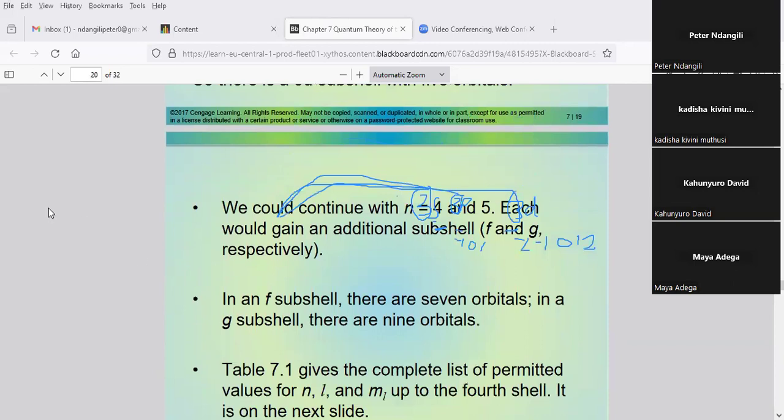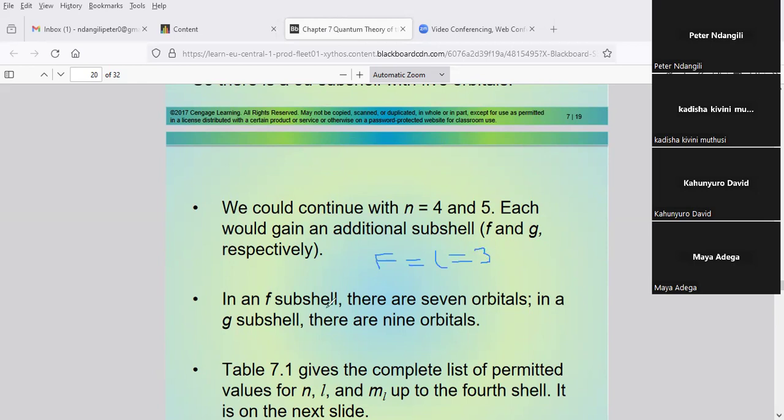So we can use the same concept to illustrate n is equal to 4 and n is equal to 5, whereby we are going to have the f and the g orbitals respectively. Now, when we talk about an f orbital, f is where L is equal to 3.